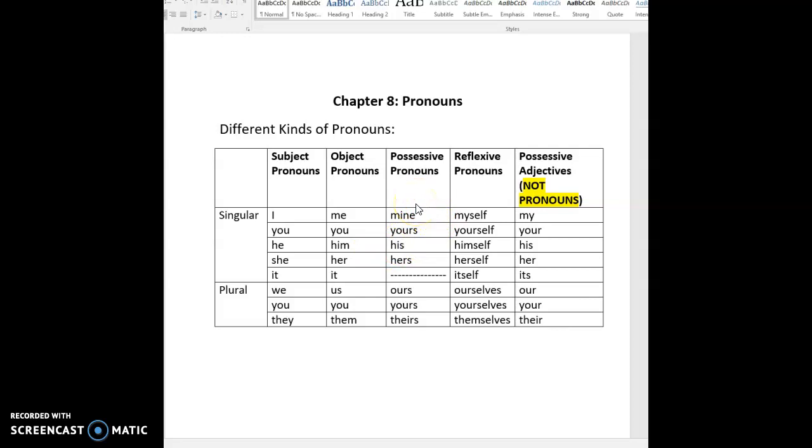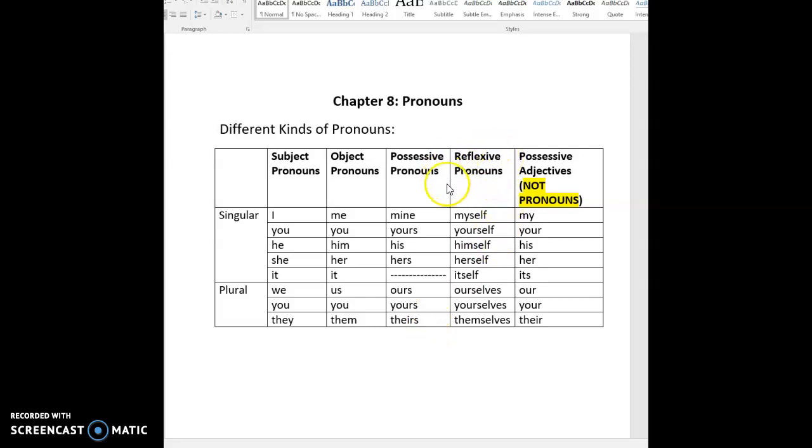Okay, now possessive pronouns replace, like you don't want to repeat, instead of saying, my book is older than your book, I might say, my book is older than yours, showing that it is your book, okay? Here's another example. Instead of saying something like, that book is her book, you would say, that book is hers, okay? And then again, these are singular and these are plural.